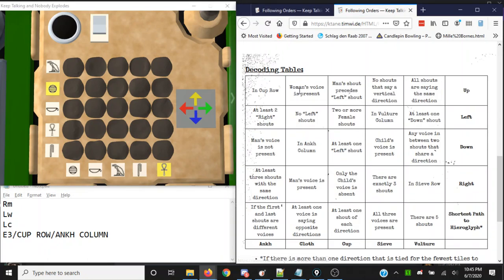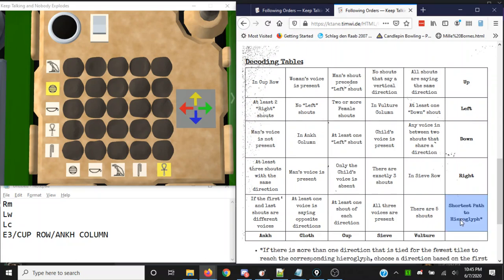That was pretty simple. In case of tiebreakers, first of all, let's go over shortest path to hieroglyph. That means go, as you'd expect, the shortest path to the hieroglyph. So if you got shortest path to hieroglyph, let's say vulture in this case, you would have a choice of two possibilities. You could either go left to the vulture here or up to the vulture here. In this case, you would go up.